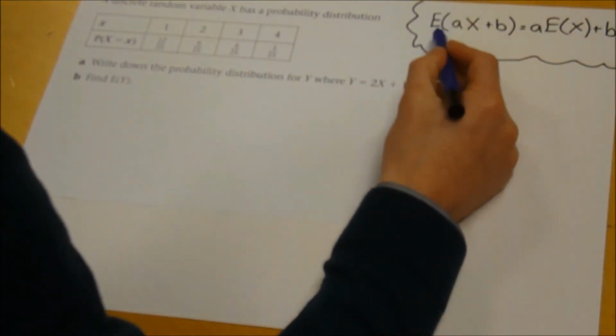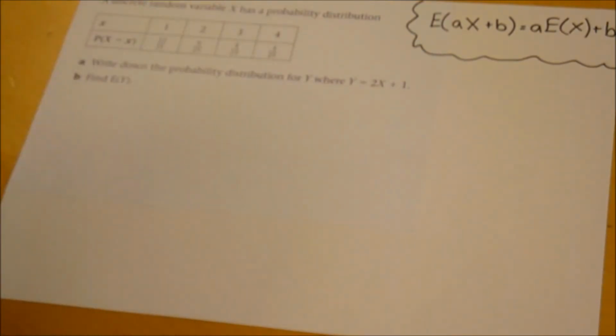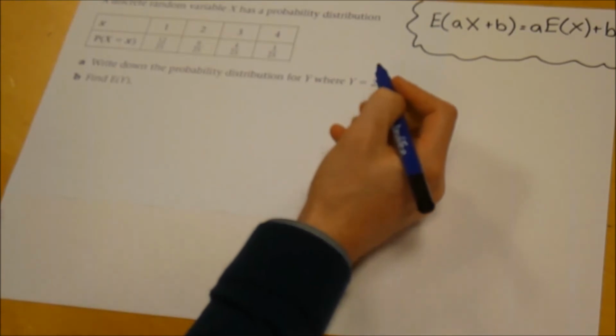Okay, so we've just seen that knowledge of the expected value of x can help us find the expected value of something like a times x plus b. So let's have a look at this example to see why this works. We're given a discrete random variable x with the following probability distribution. It says write down the probability distribution for y where y is equal to 2x plus 1.